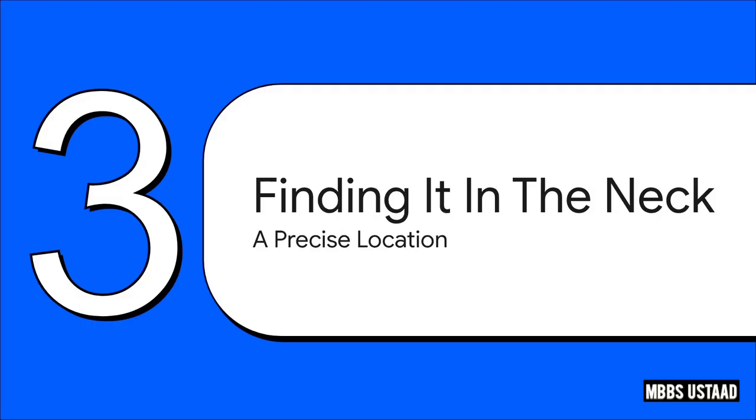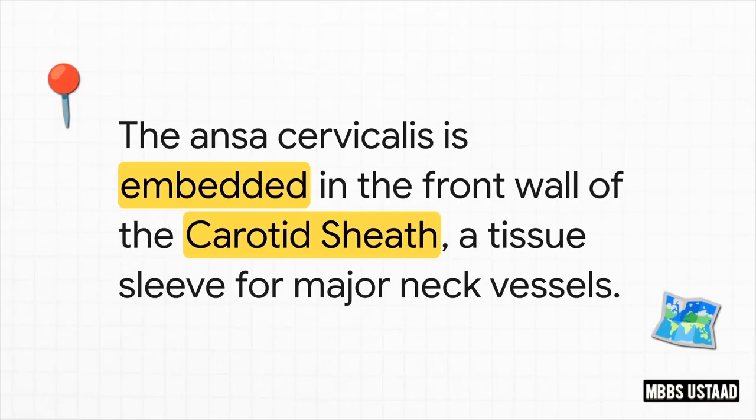Okay, so we know what it is, we know what it does, and we know how it's made. The next logical question is, if we were surgeons, where would we actually find this thing? Let's go ahead and pinpoint its exact location. So the Ansa cervicalis isn't just floating around freely in the neck. It's actually embedded in the front wall of a structure called the carotid sheath. You can think of the sheath as a kind of connective tissue sleeve that bundles together all the major highways of the neck. I'm talking about the common carotid artery and the internal jugular vein. The Ansa cervicalis is sitting right on the surface of this incredibly important package.